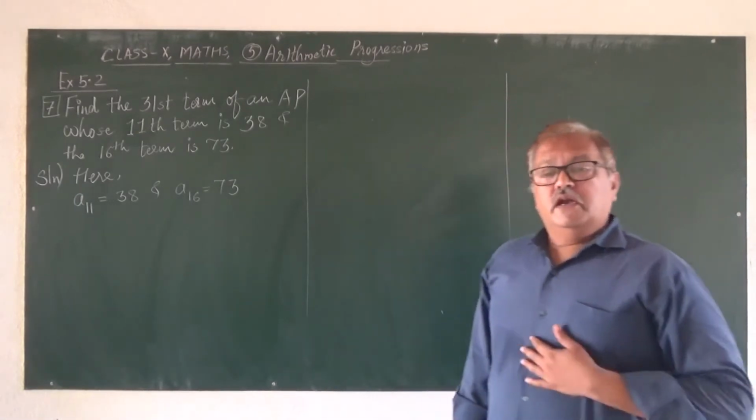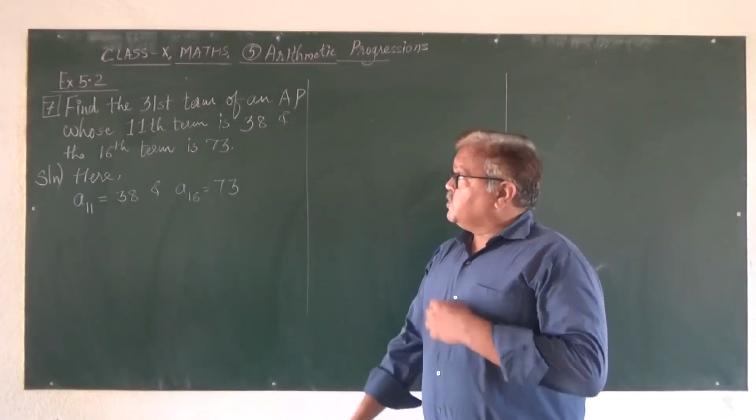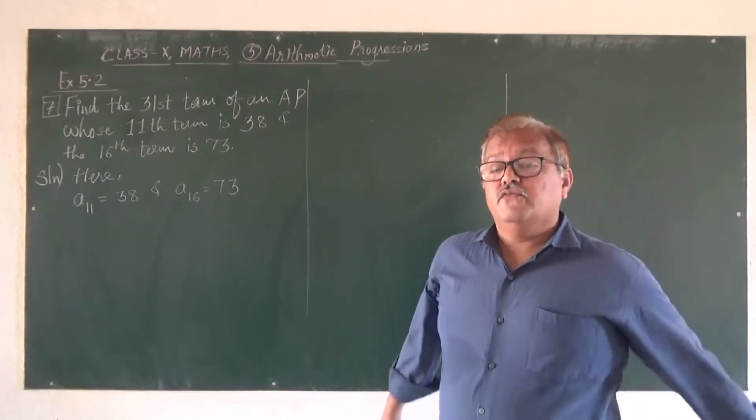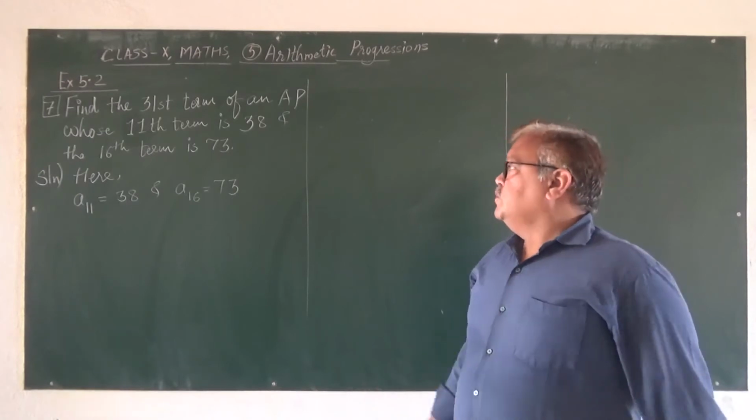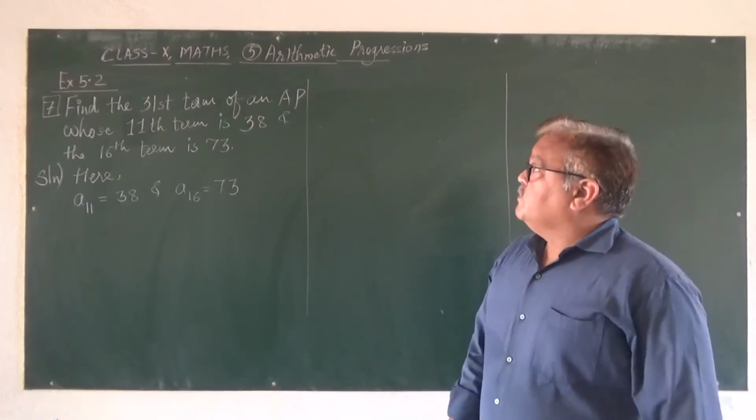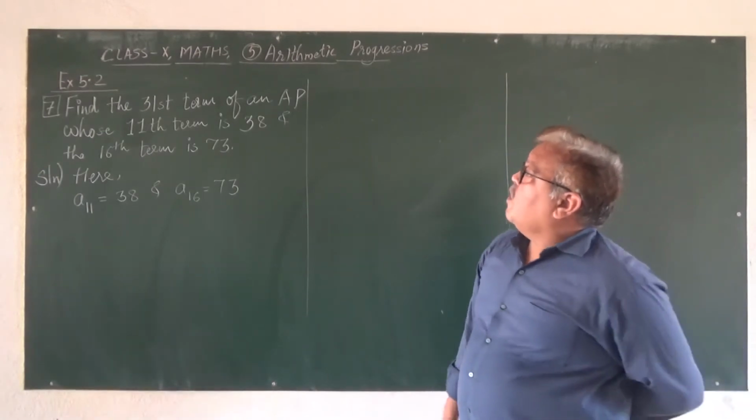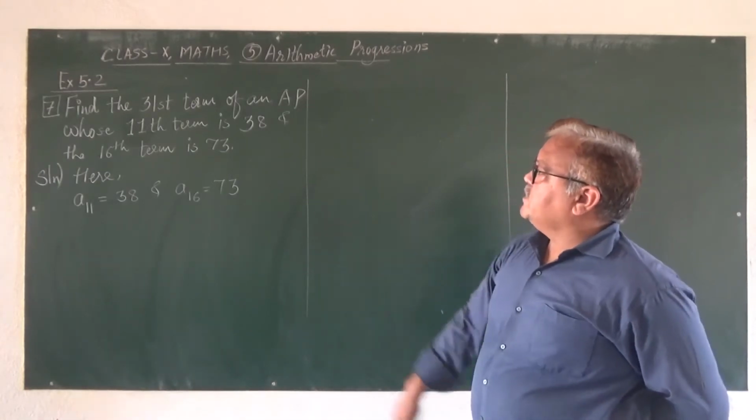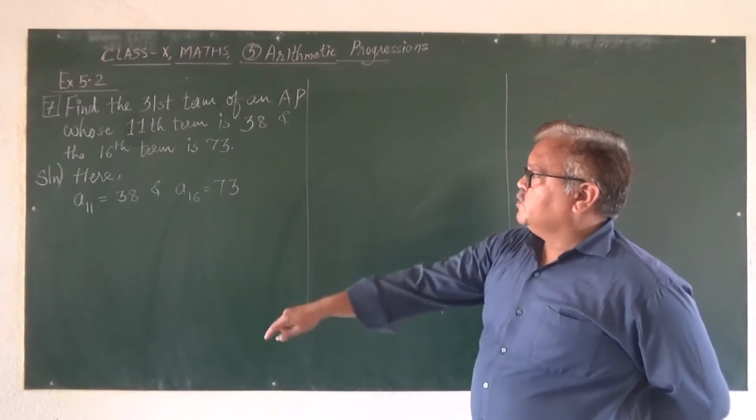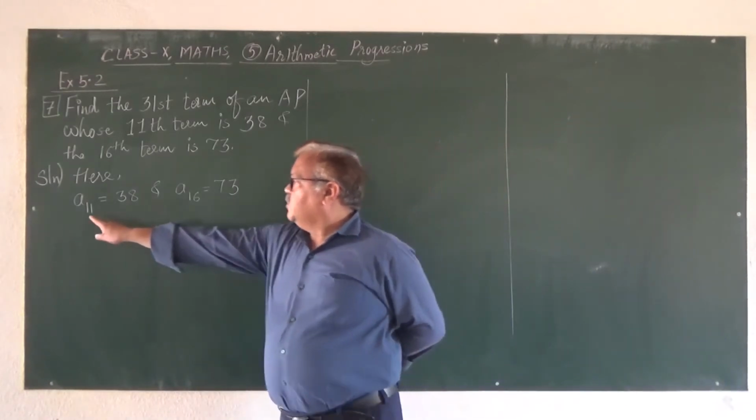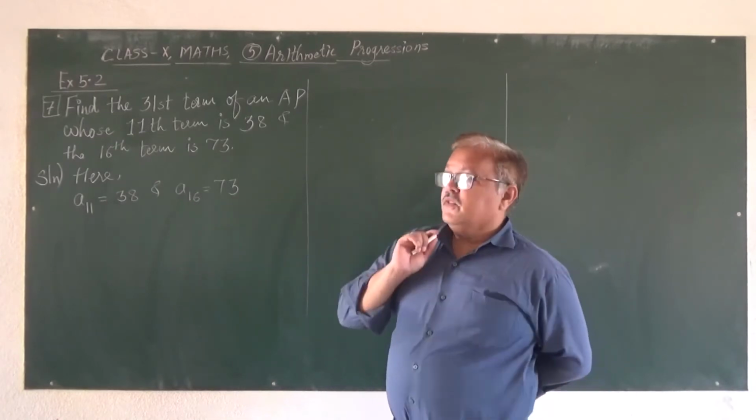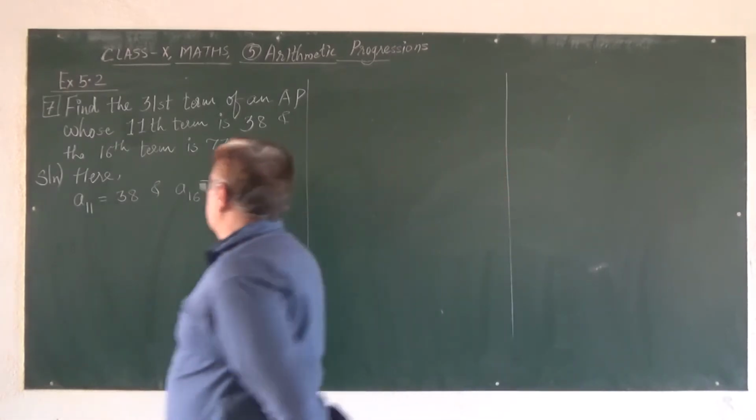Hello students, let us see the 7th question of exercise 5.2. In this exercise there are a variety of sums. So let us see now the 7th one. Find the 31st term of an AP whose 11th term is 38 and the 16th term is 73. So here the 11th term is 38, so A11 is equal to 38 and A16 is 73. Now let us see how to solve this.